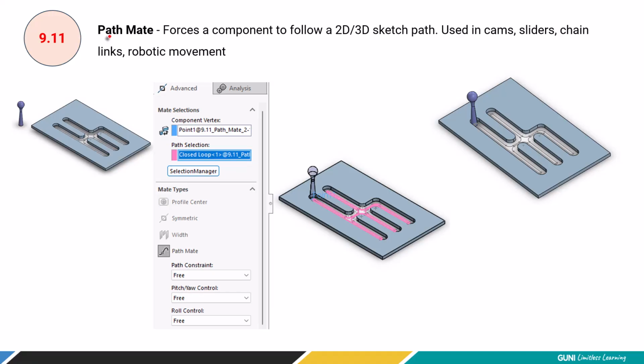Now in path mate, it forces a component to follow a 2D or 3D sketch path.